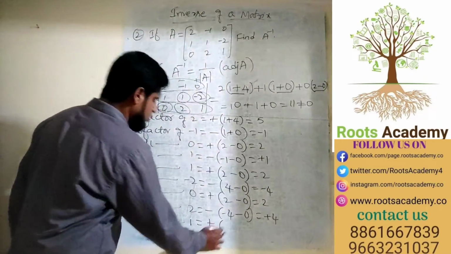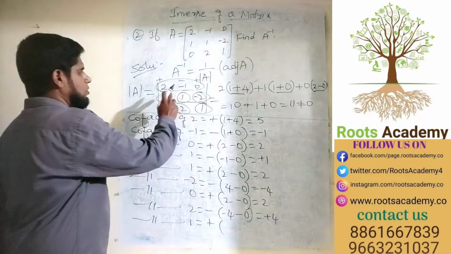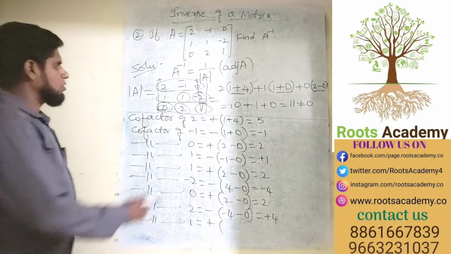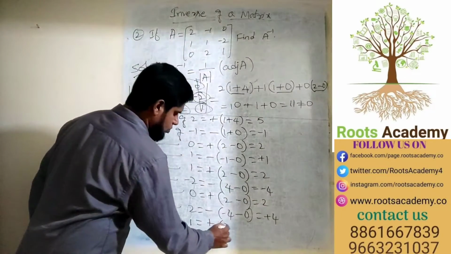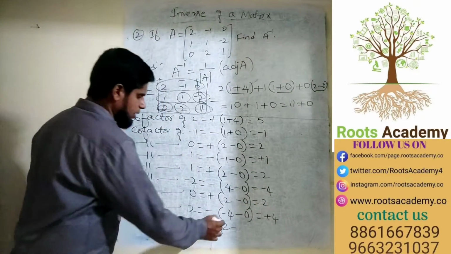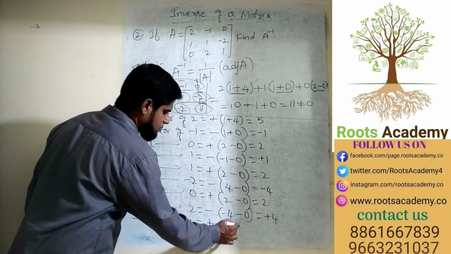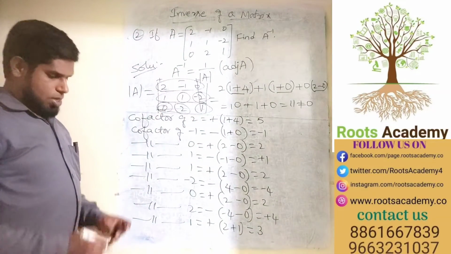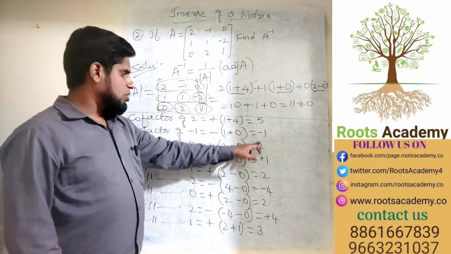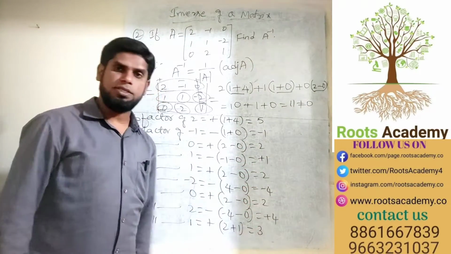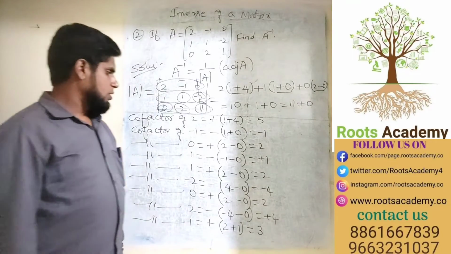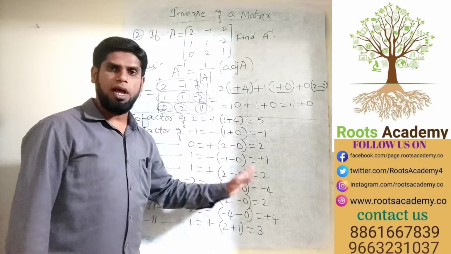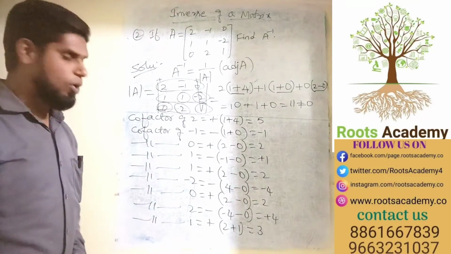And next is the last element, so I should eliminate the last row and last column, so I'll get 2 into 1, it's 2, minus 1 into 1, it's minus into minus plus 1, finally it is plus 3. Student, these are the cofactors of the given matrix. Now first, with the help of these cofactors, I should write the adjoint matrix. That is very important now.